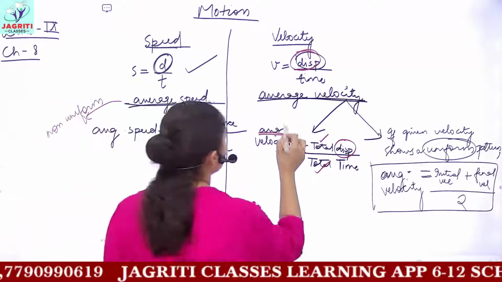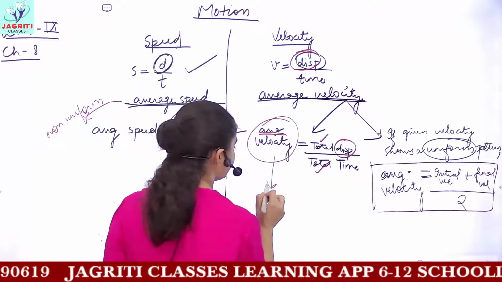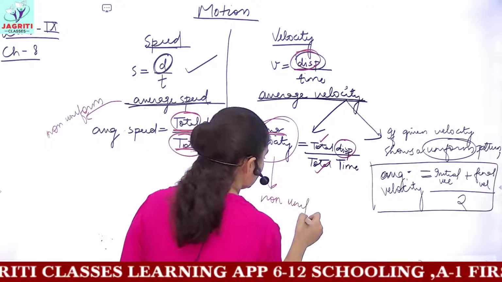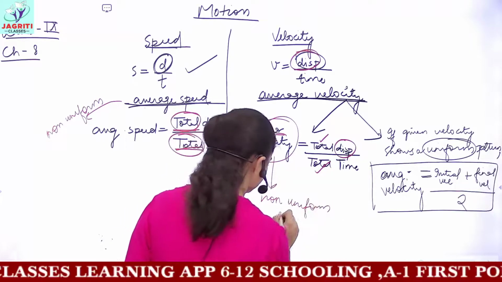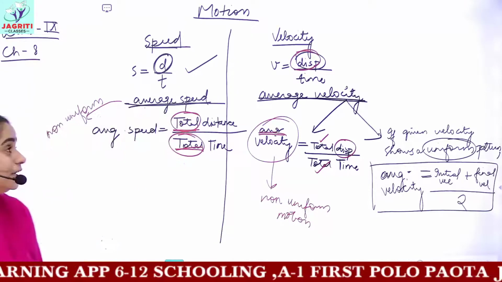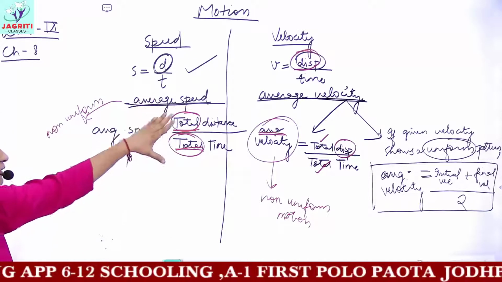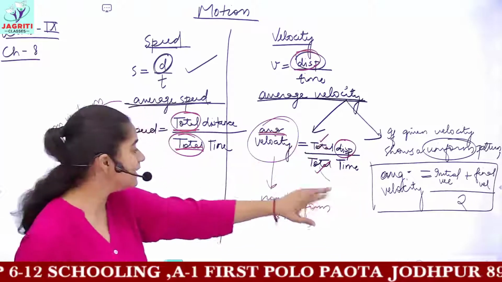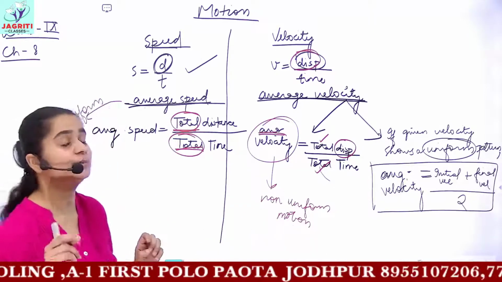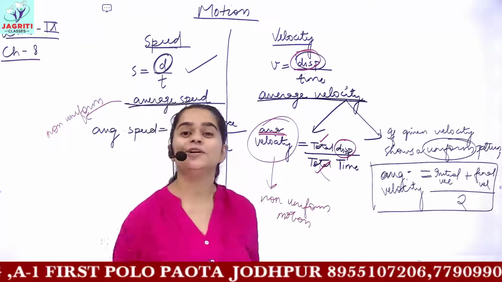And this formula also, which is of average velocity, the first one, it is also for the cases involving non-uniform motion. Now let's discuss how to use these formulas of average speed and average velocity when you are given non-uniform motion, when the object or the body is performing a non-uniform motion.